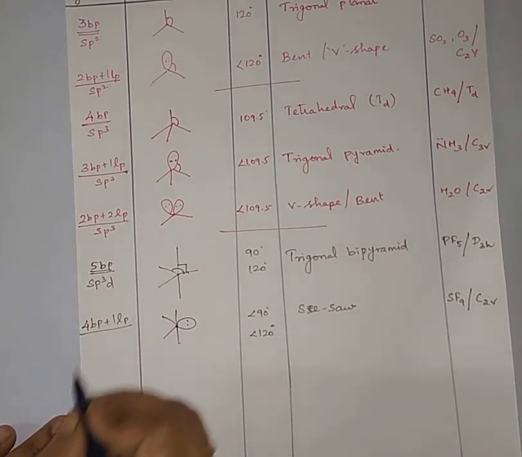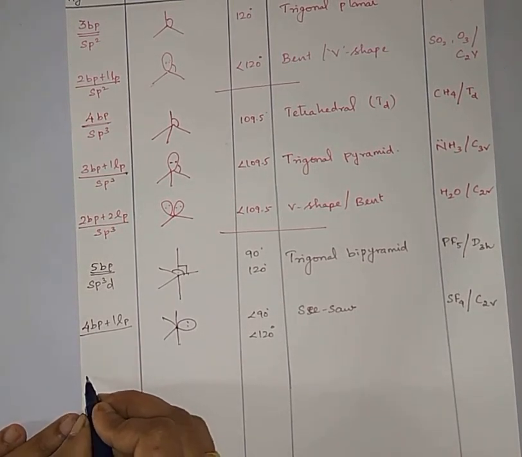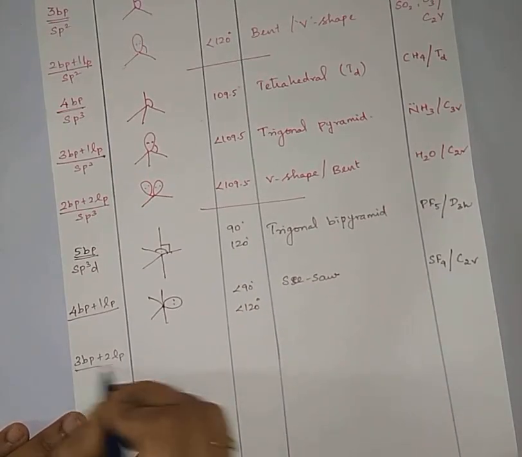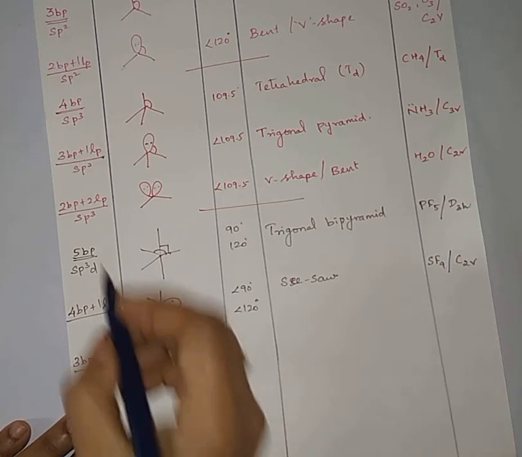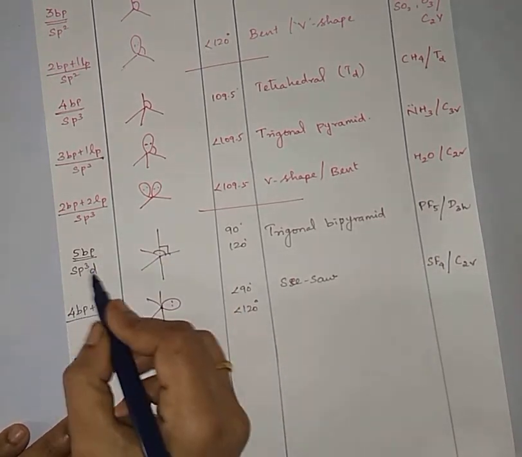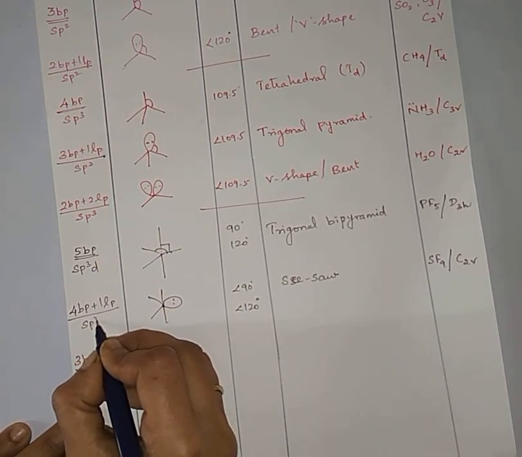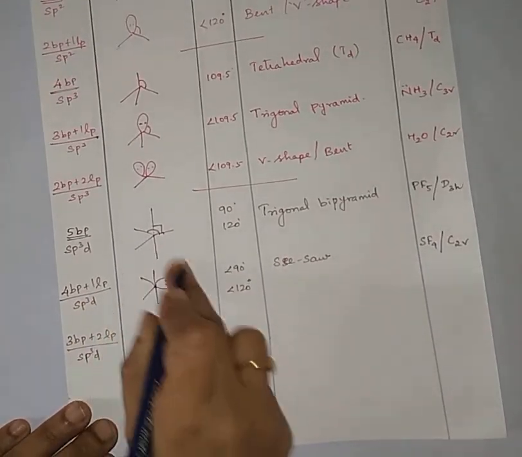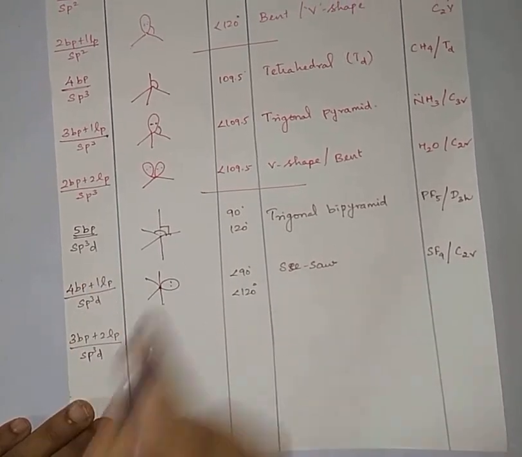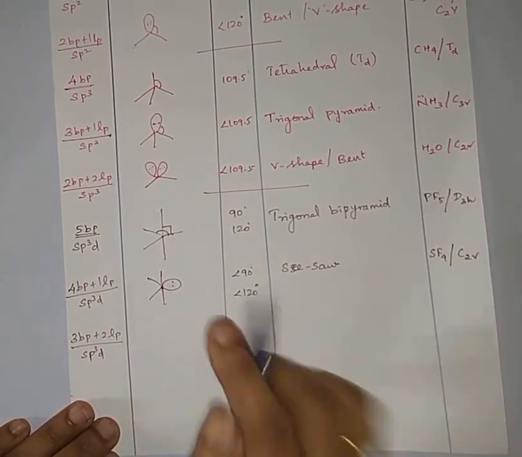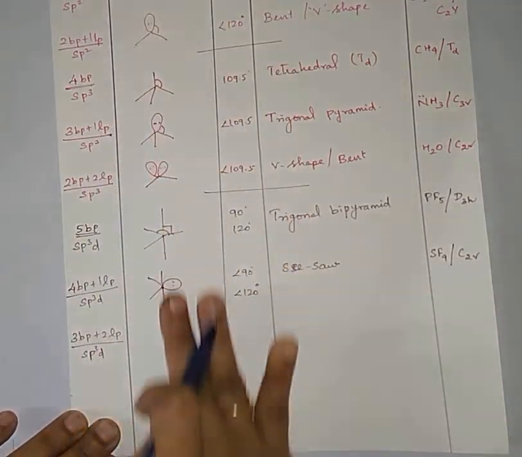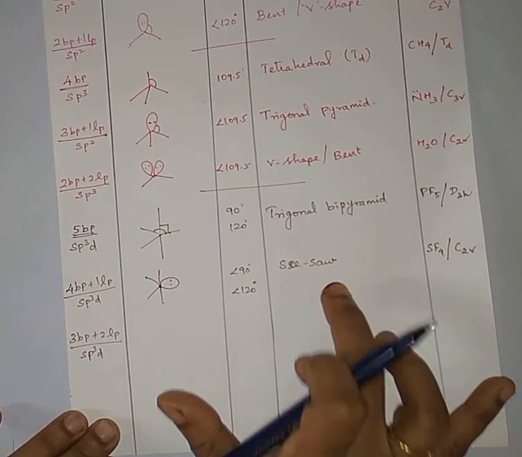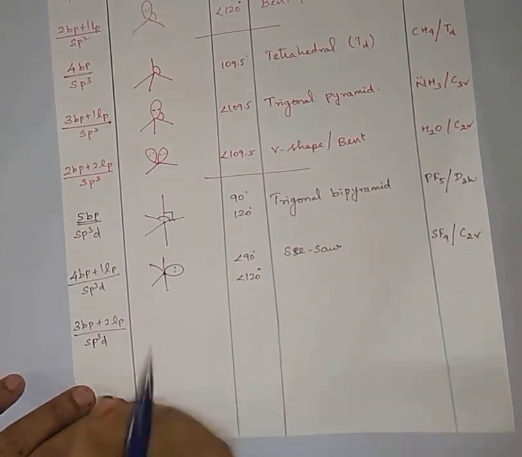And the next one is, instead of 4 bond pairs, 3 bond pairs plus 2 lone pairs. See here, the hybridization is the same. Everywhere the hybridization doesn't change. Only the structure will change according to the lone pair. You have to keep this as a base structure. With the help of this base structure and the lone pairs, you need to write the name of the shape.